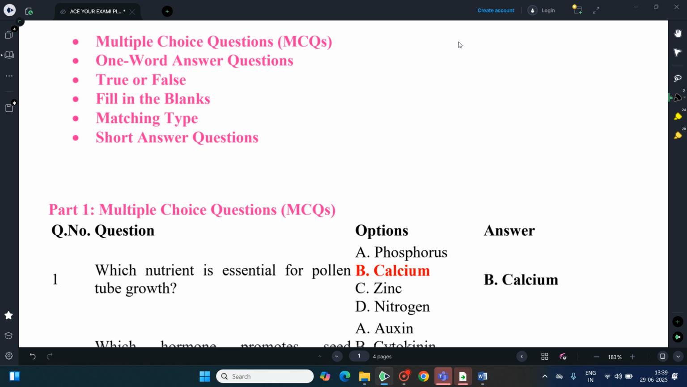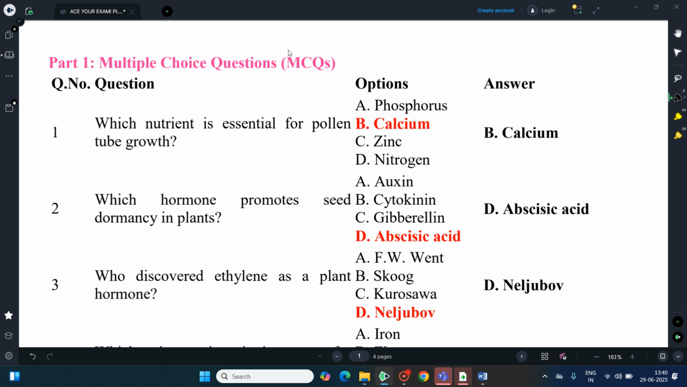And we have 6 types of questions: multiple choice questions, one word answer questions, true or false, fill in the blanks, matching type, and short answers. Each section is having 10 questions. Regarding the multiple choice questions, I'm not going to read all the options, but I only read the question as well as the correct answer.